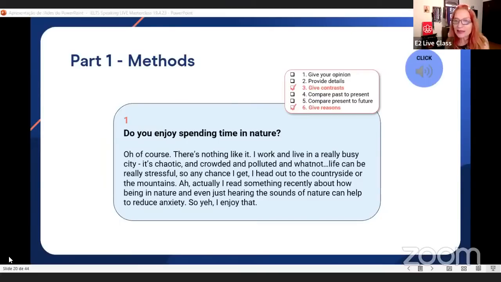So Talita is asking if it's okay to start with "oh, of course," because it's slightly informal, I would say. But yes, you can do this in IELTS. What you should avoid is saying "yes, I do" or "no, I don't." That's a very standardized answer. You don't have to be completely formal. You can be slightly informal.